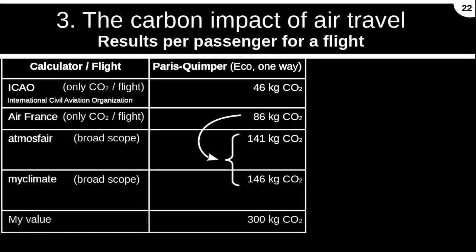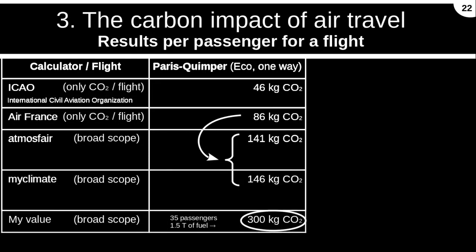Where does my own value come from? Well, during the flight I counted the number of seats and the number of occupied seats. And after landing, I asked the staff how much fuel was burned during the flight. You can do this as well. I got tons, converted them into liters, and then into CO2 emissions per passenger, added upstream emissions and non-CO2 impacts, supposing they double the flight CO2 emissions, like MyClimate. So I got nearly 300 kilograms of CO2.